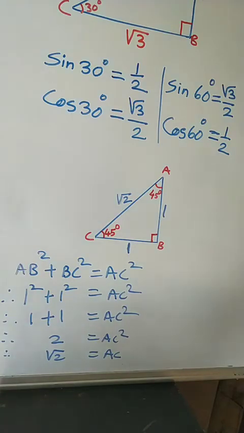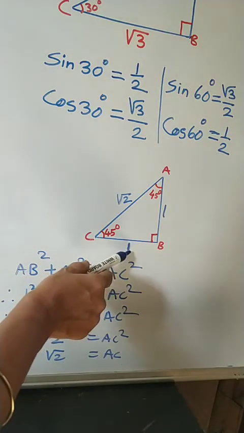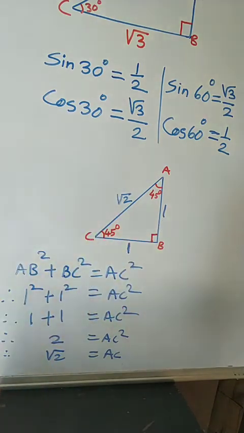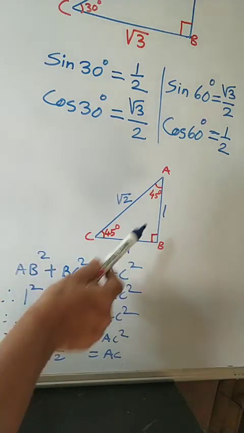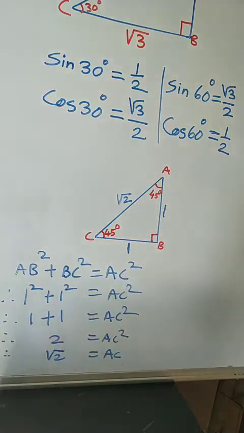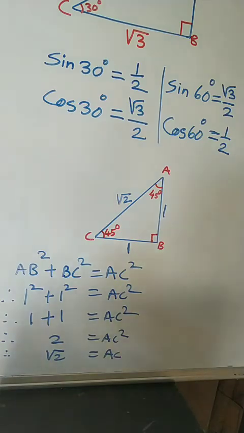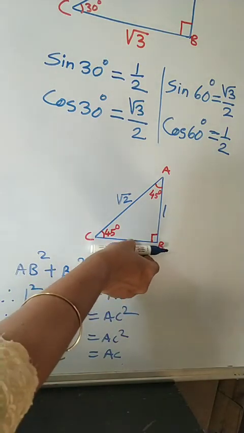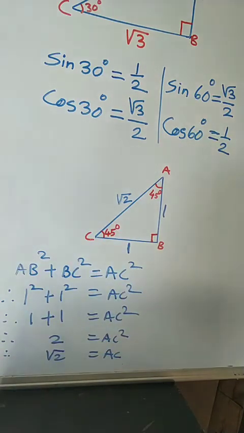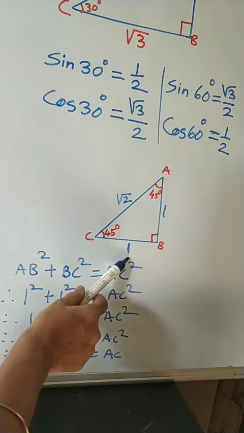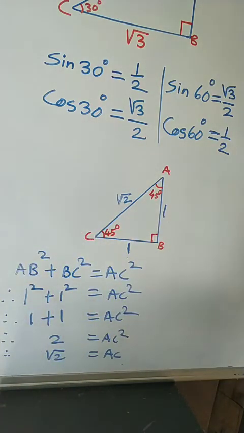And what did we start with? We started with this assumption that BC and AB are 1. So this is not a 30, 60, 90 degrees triangle. It's a 45, 45, 90 degrees isosceles triangle. Since it is an isosceles triangle, we took BC and AB as the same measure. Using Pythagoras, we found out root 2 as the hypotenuse. Now let's apply these values in finding out the ratios of sine and cos.